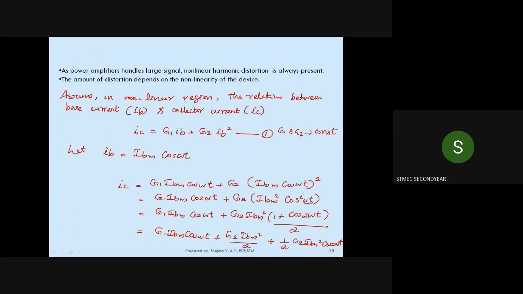reordering the equation, that is, I am taking this square term to first. I am writing it as 1 by 2 into G2 into IBM square plus G1 into IBM into cos omega t plus 1 by 2 into G2 into IBM square into cos 2 omega t. Okay. And now I am writing like this.